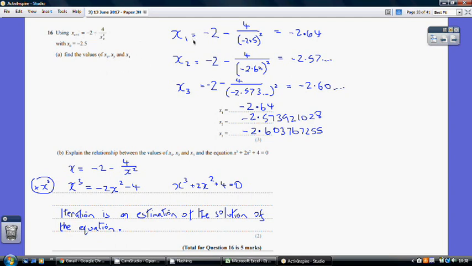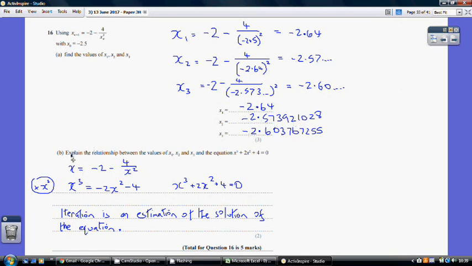So my x1 is when I substitute the minus 2.5 into this equation, giving me minus 2.64. My x2 comes about when I then substitute this x1 value, the minus 2.64, into the equation, giving me minus 2.573 dot dot dot. And then my x3 comes about when I substitute this x2 value into the equation, giving me this. So my x1, my x2 and my x3 are these values here.